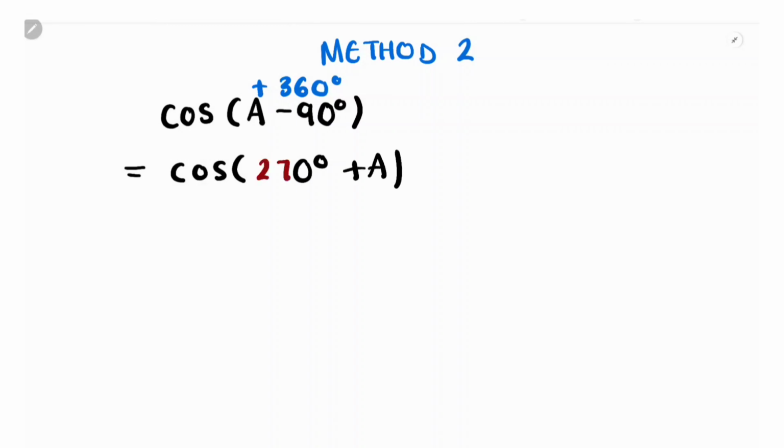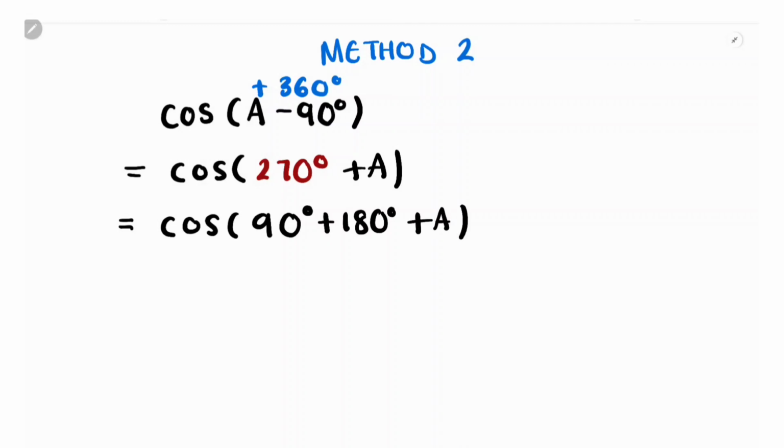And then this 270 degrees, we can break it up into 90 degrees and 180 degrees. So this is cos of 90 degrees plus 180 degrees. That gives us 270 degrees. And then, of course, we have the plus a. And the reason we're doing this is because we're trying to use cofunctions again. But this time, we're going to use cofunctions like this. So you see the 180 degrees and the plus a, we will group those together. And so this is actually saying cos of 90 degrees plus 180 degrees plus a.